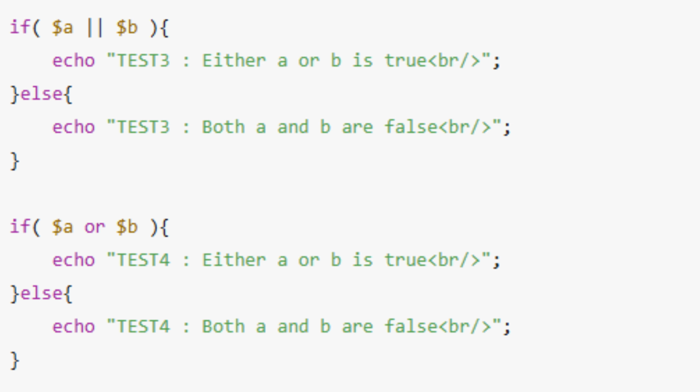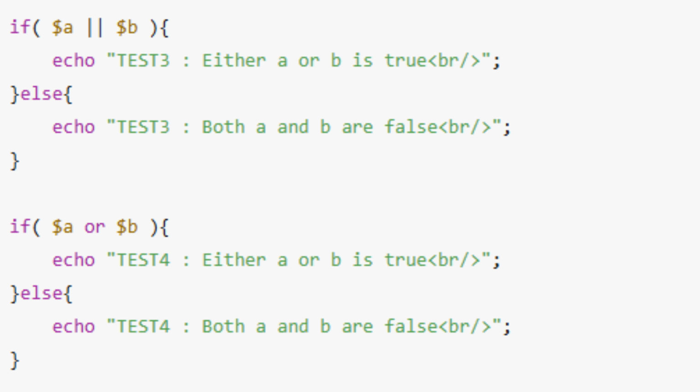In PHP, when these values are used inside an if condition, A, 0, is treated as false, and B, 10, is treated as true. The first new condition is written as if A || B. Here || is the symbol for the logical OR operator. When PHP evaluates this expression, it checks each side separately. The left side, A, is false. The right side, B, is true.